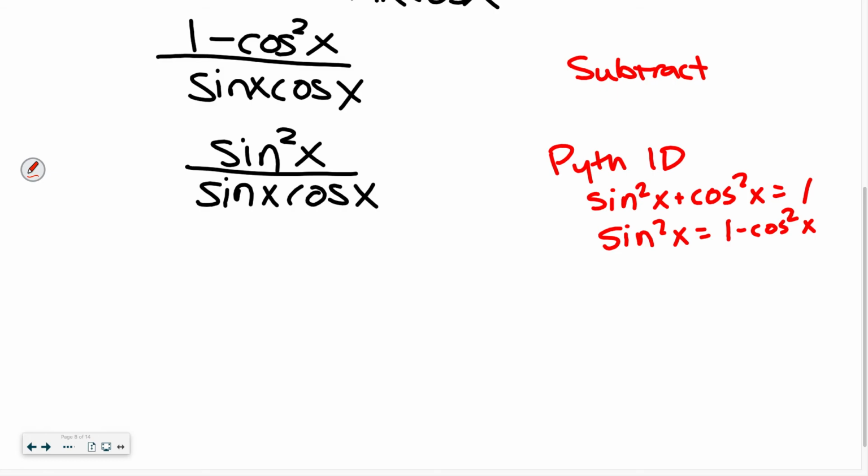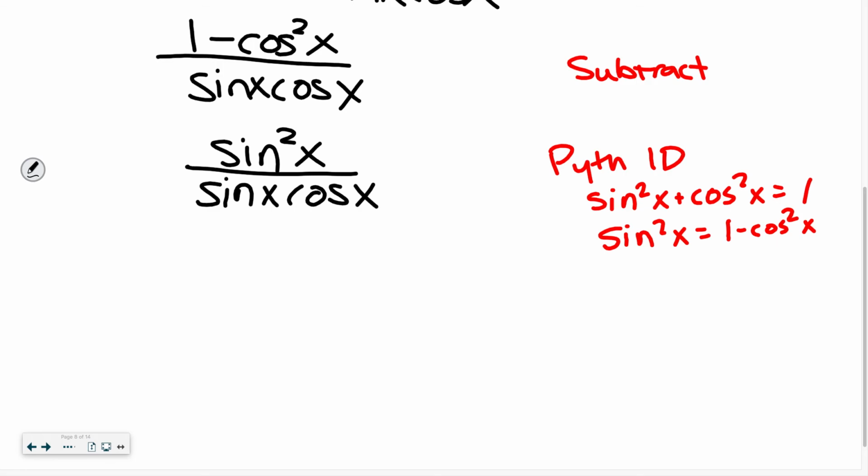That's super handy. So when you see squareds and ones or different squared functions, I always try to think back to my Pythagoreans. Okay? Don't use Pythagorean identity if it's not squared. But if it's being squared, I might look to see if there is a Pythagorean identity.